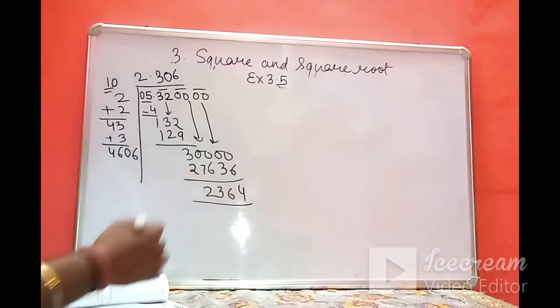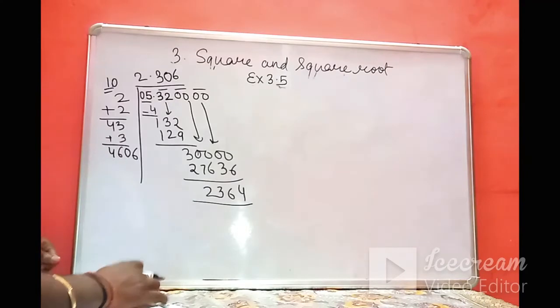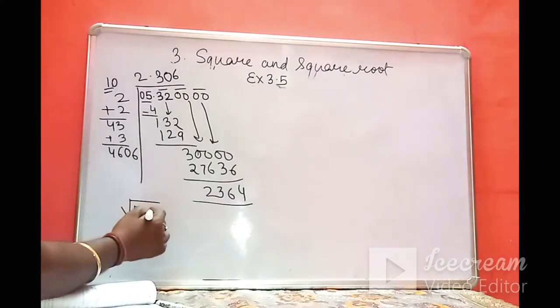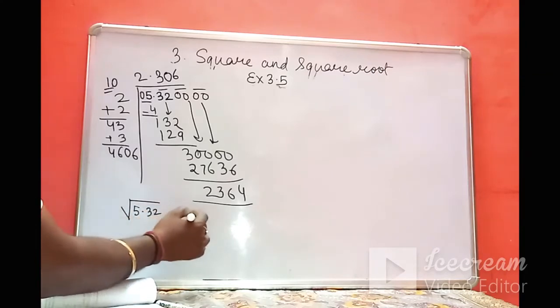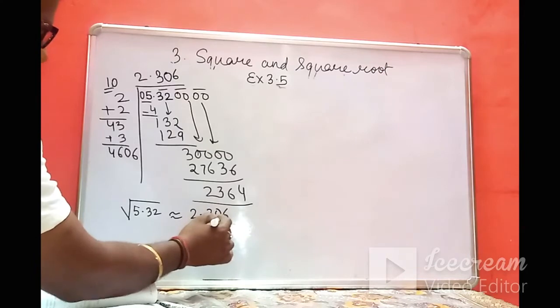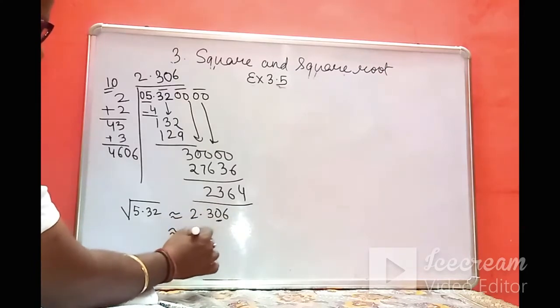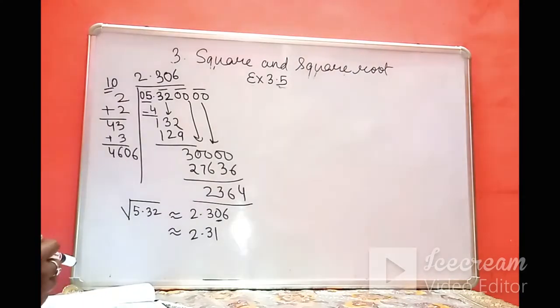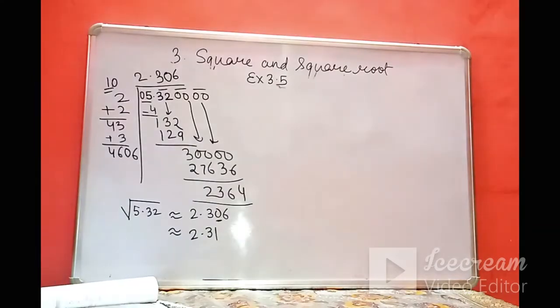Okay, so this is our remainder. Now all the pairs we have used, so we can write square root of 5.32 is approximately 2.306, and rounding off will take place here, so it is 2.31. Understood? So like this you can calculate the square root of the decimal numbers.